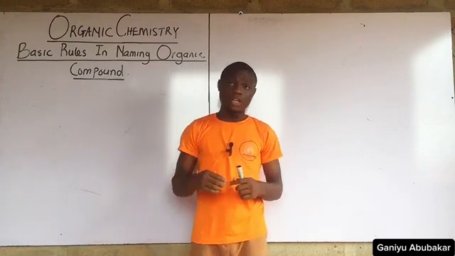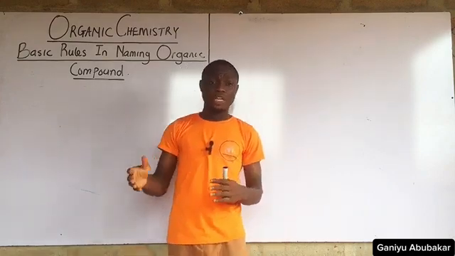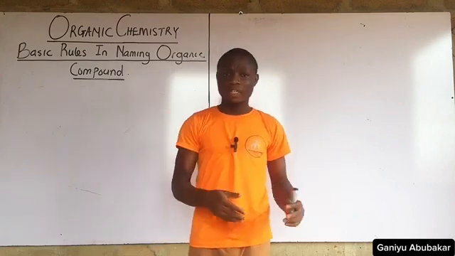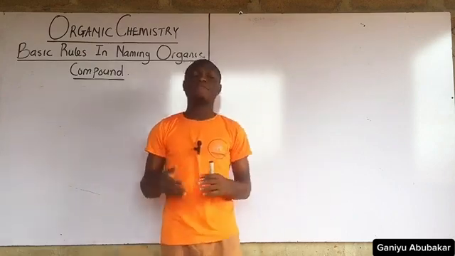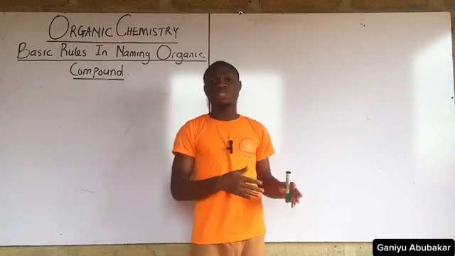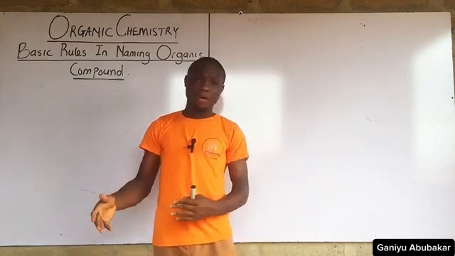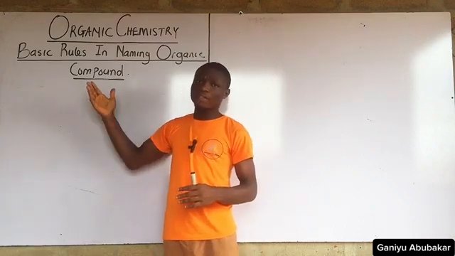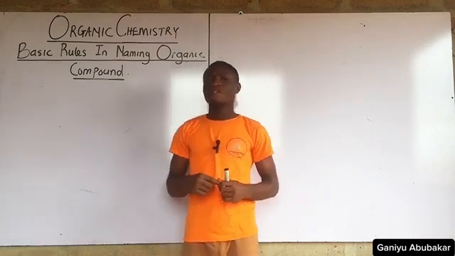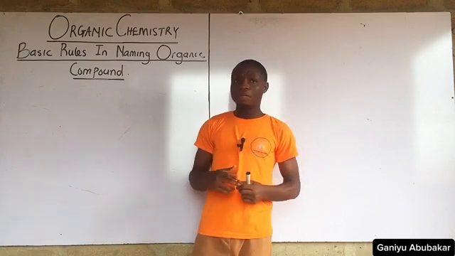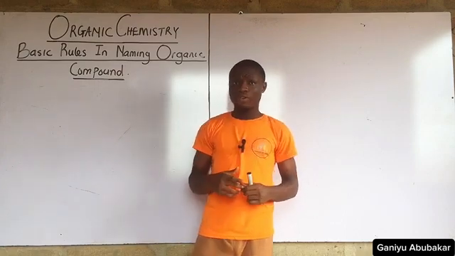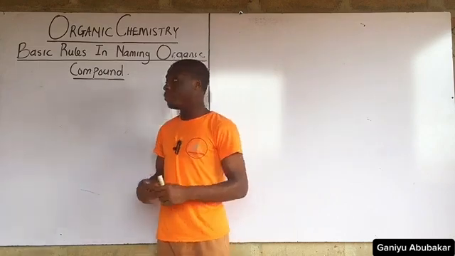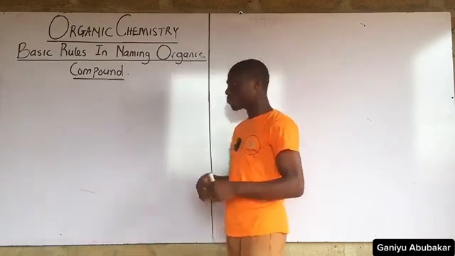In our last class, we looked into the basic rules in naming organic compounds, which are 6 in number. Last class we discussed the first 3 basic rules in naming organic compounds. For this class, we're talking about the fourth, fifth, and sixth rules in naming organic compounds.